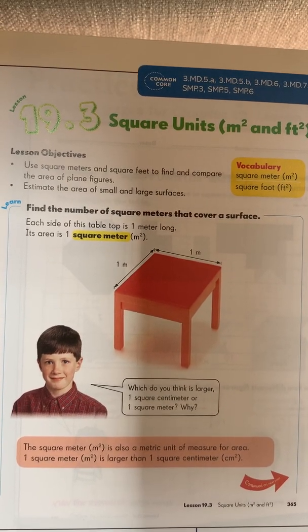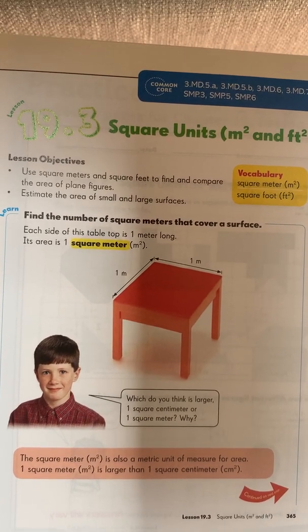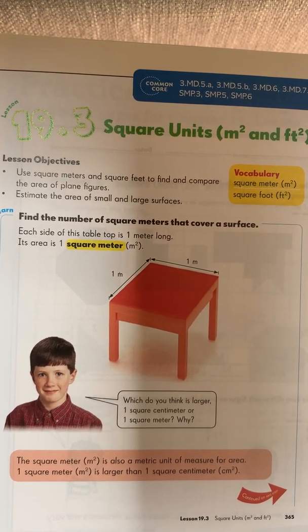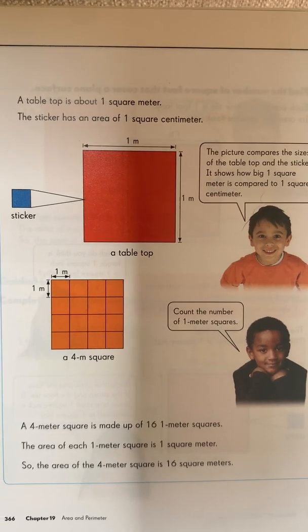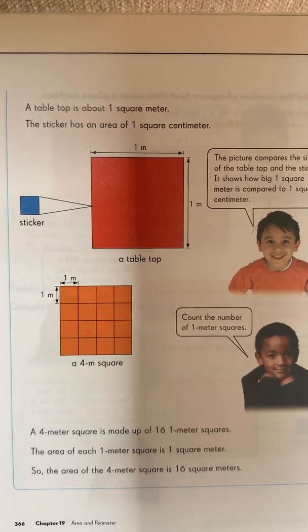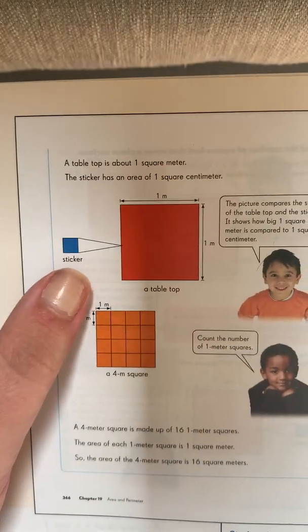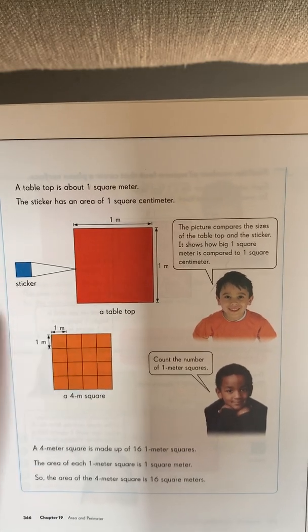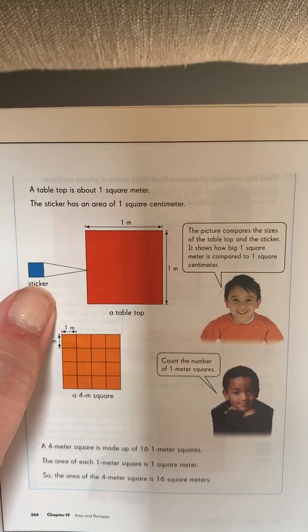The square meter, m squared, is also a metric unit of measure for area. 1 square meter is larger than 1 square centimeter. Flip the page. A tabletop is about 1 square meter. The sticker has an area of 1 square centimeter. Do you see it? And here it says, the picture compares the sizes of the tabletop and the sticker. It shows how big 1 square meter is compared to how big 1 square centimeter is.